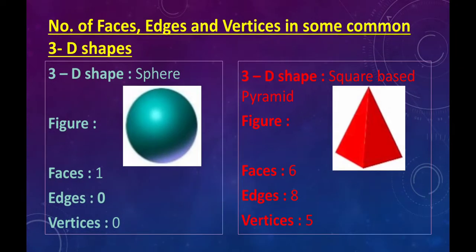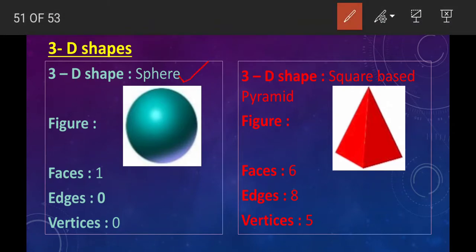Next shape is the sphere. That looks like a ball. Here there is only one face, the curved face, the outer boundary. There is only one curved face, and there is no edge and no vertex.